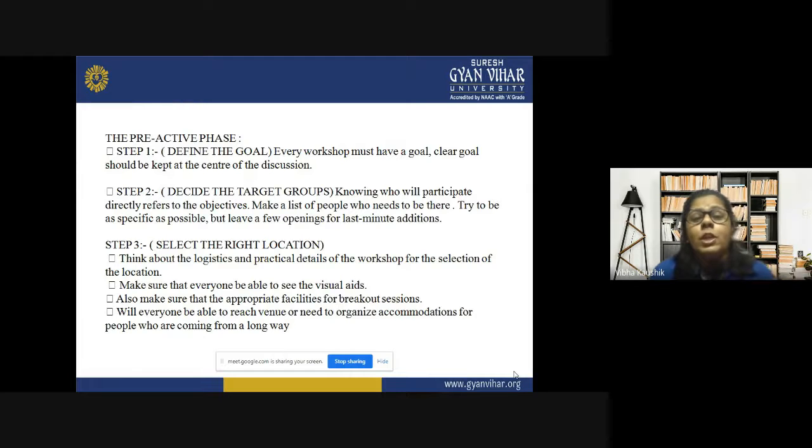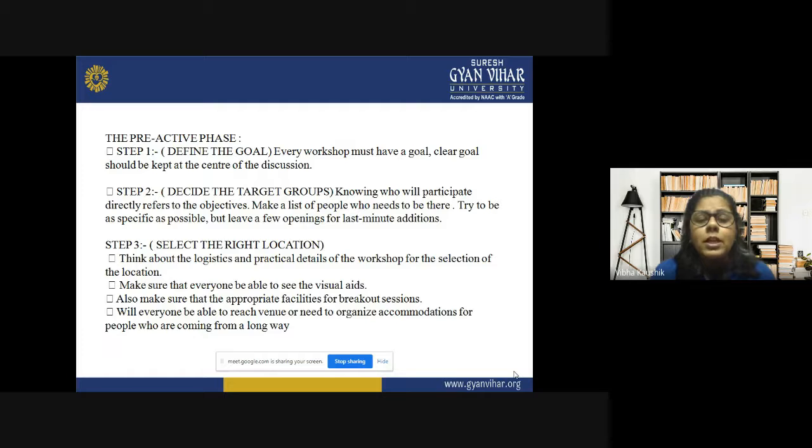Now, think about the logistic and practical details of the workshop for the selection of the location, means the venue where the workshop will be conducted. Make sure that everyone is able to see the visual aids. Means the sitting arrangements or the room should be so, the light should be proper, so that everyone will be able to see the visual aids that are being displayed during the workshop.